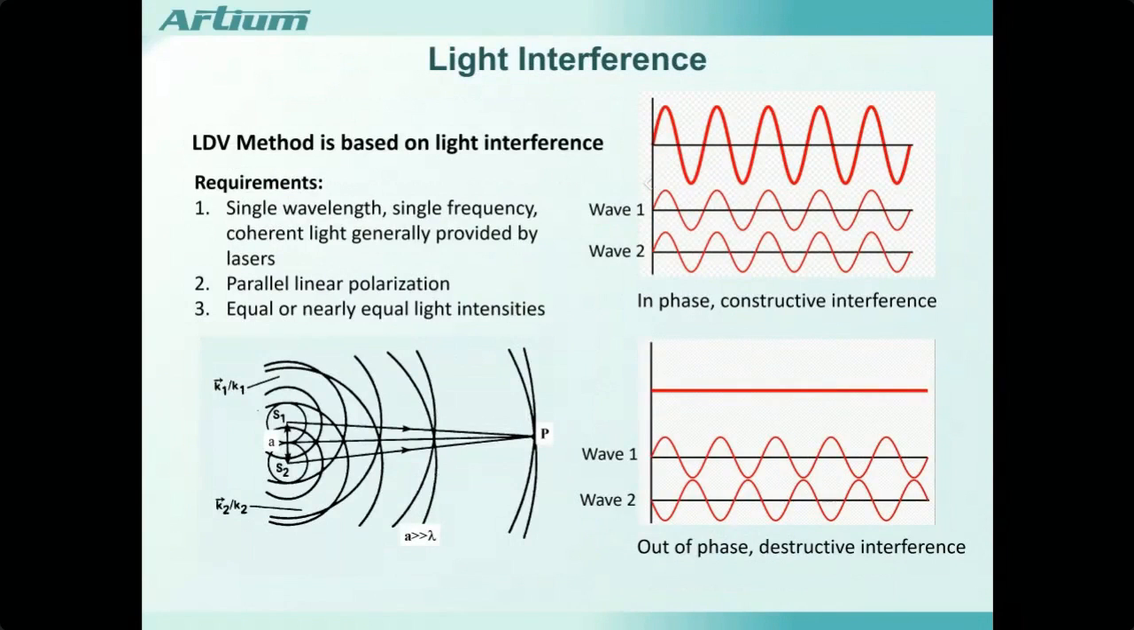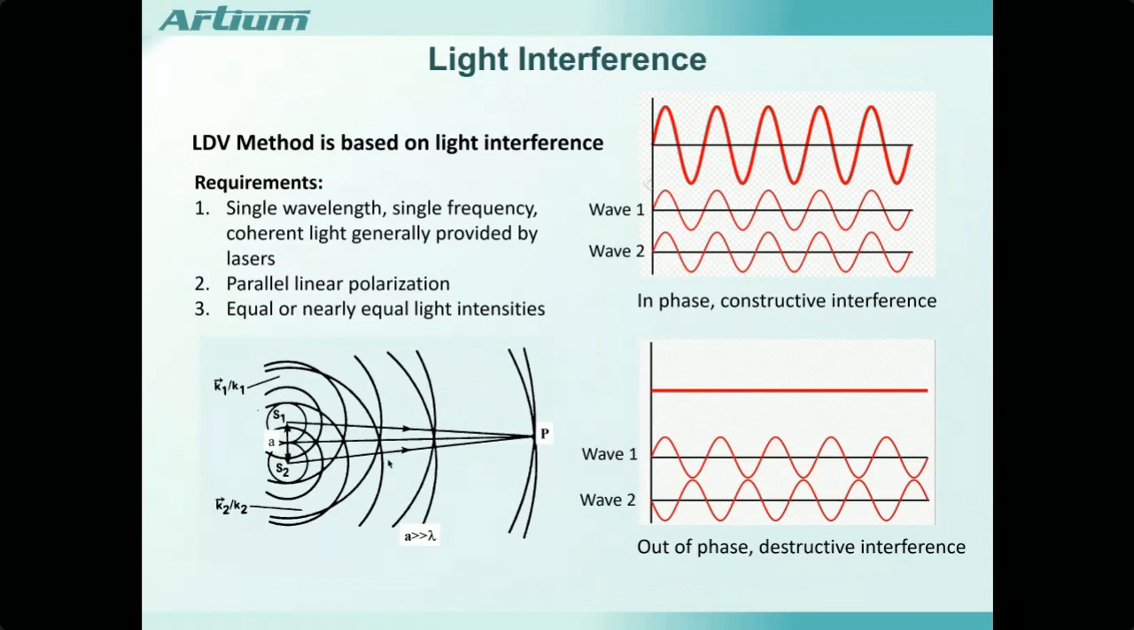To understand the method, you need to understand light interference. The LDV method is based on light scattering interferometry, or light scattering interference. So I'll just remind you of the characteristics of interferometry. To obtain interference, we need to have a single wave or single frequency coherent light source, typically generated by a laser. But now I have to refer to this diagram down below.